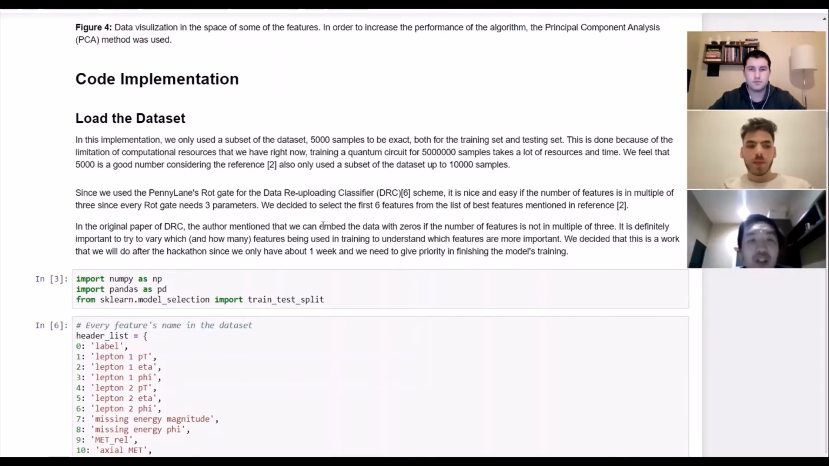Since we use PennyLane's rot gate, or the rotation gate, for the DRC, it is nice if the total number of features we use is a multiple of 3. But we realize that in future work, we also need to analyze which features are more important and how the number of features impacts the training accuracy.